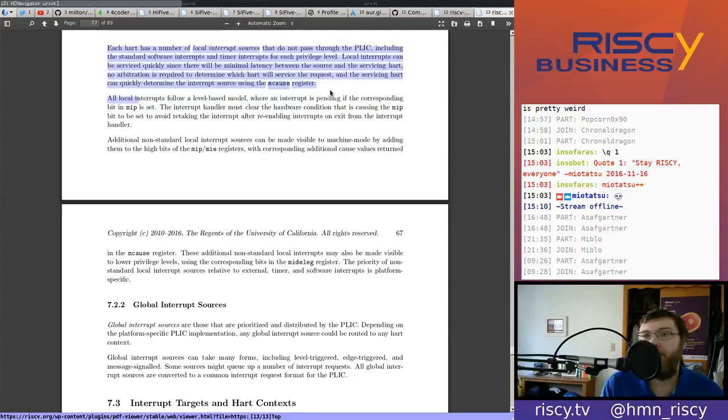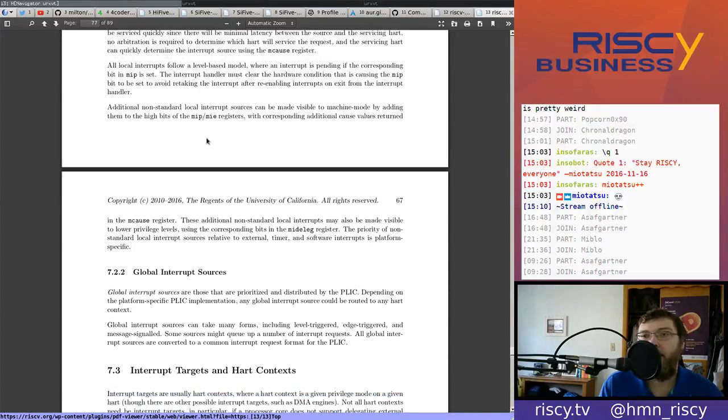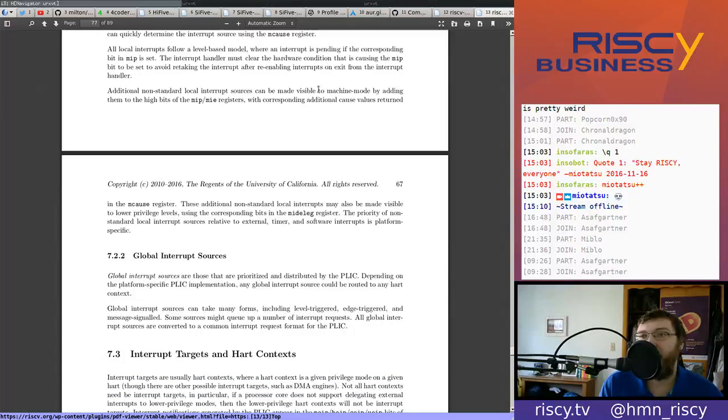All local interrupts follow a level-based model where an interrupt is pending if the corresponding bit in MIP is set. The interrupt handler must clear the hardware condition that is causing the MIP bit to be set to avoid retaking the interrupt after re-enabling interrupts on exit from the interrupt handler. Additional non-standard local interrupt sources can be made visible to machine mode by adding them to the high bits of the MIP/MIE registers, with corresponding additional cause values returned in the mcause register.